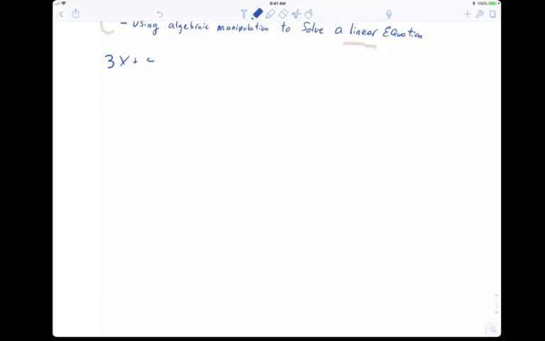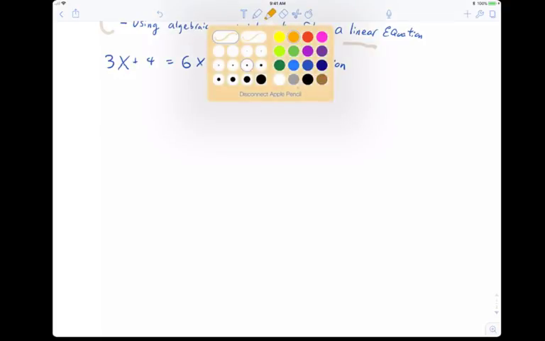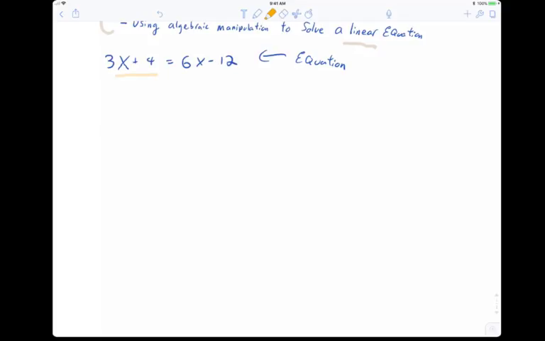3x plus 4 is equal to 6x minus 12. This here is an equation. An equation is our way of saying that something is equal to something else. They have the same numeric value. So we're saying that this left-hand side is equal to this right-hand side. Okay? It's a statement about something that we say is true that we then use as a big clue to figure out what the value of x is in this case.